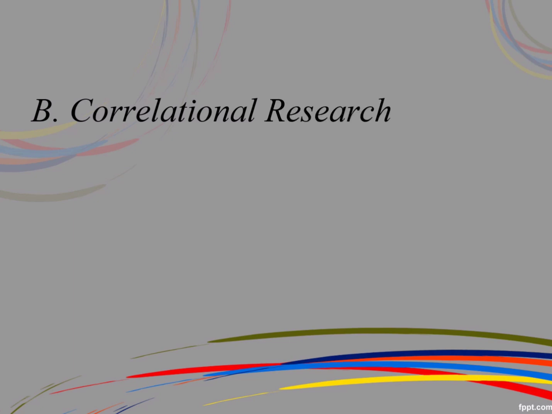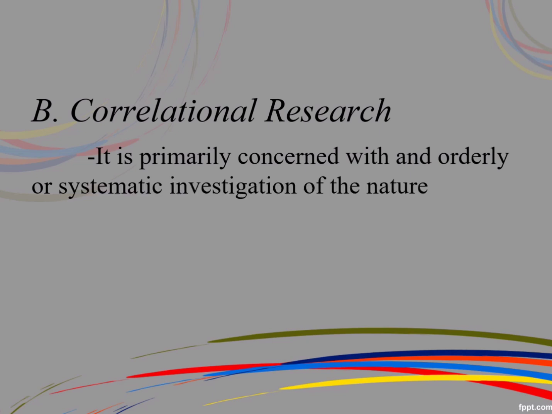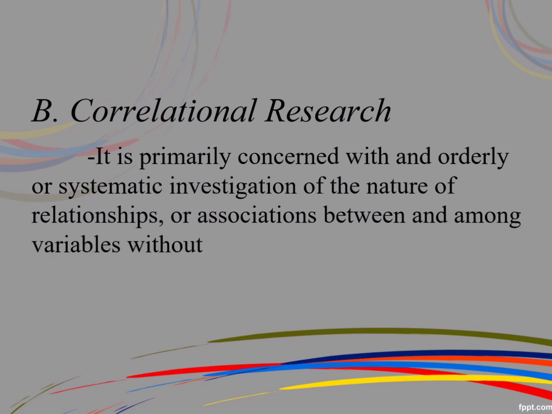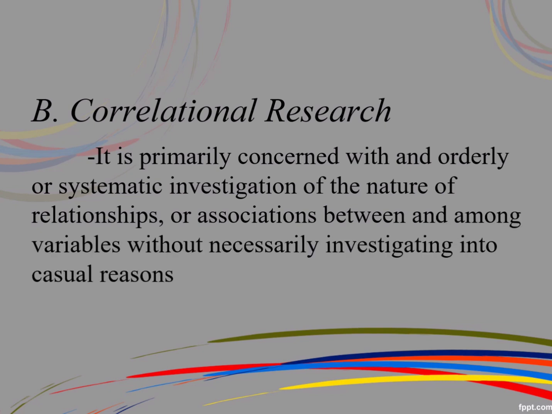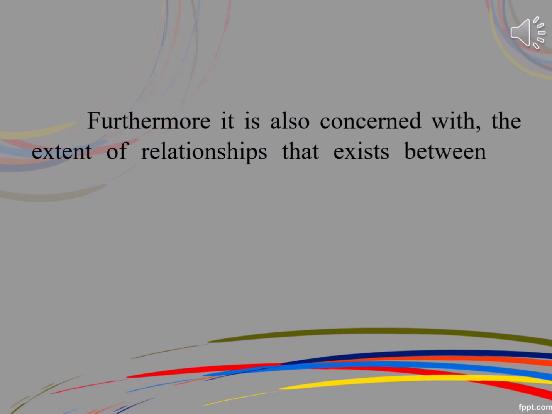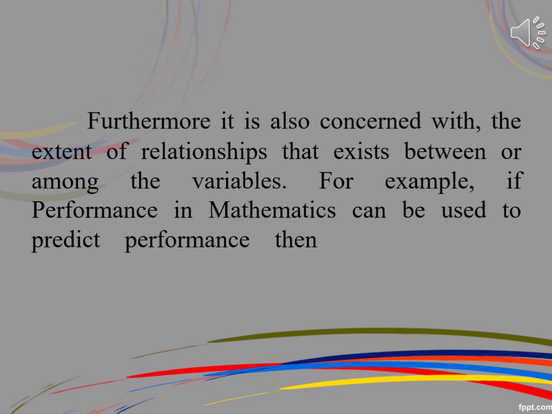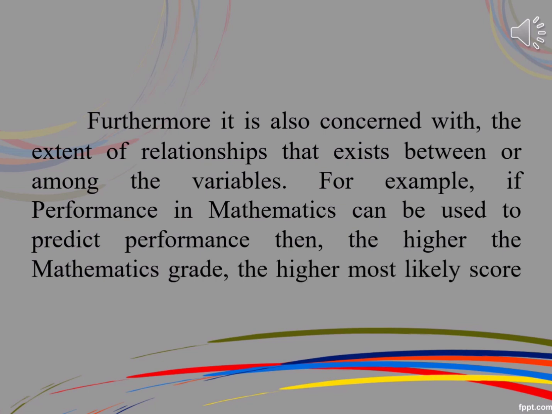Relational research. It is primarily concerned with an orderly or systematic investigation of the nature of relationships or associations between and among variables, without necessarily investigating the causal reasons underlying them. Furthermore, it is also concerned with the extent of relationships that exist between or among the variables. For example, if performance in mathematics can be used to predict performance, then the higher the mathematics grade, the higher one most likely scores in practical research too.